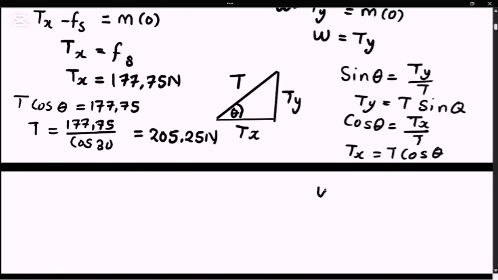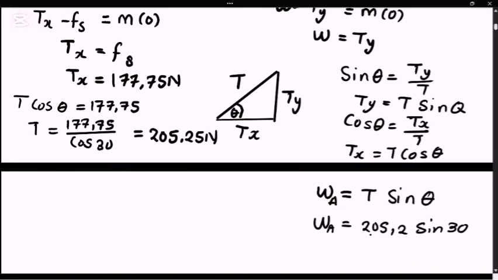And on object A, we already got W to be equal to Ty, which is the weight of object A. And again, we know now that Ty is equal to T sine theta. So instead of writing Ty, we just substitute T sine theta. We already calculated the value of T to be 205.25. So you substitute, and sine of your 30 degrees angle. If you press this in your calculator, it should give you 102.625 newtons, which is the weight of object A that will keep the system in equilibrium.